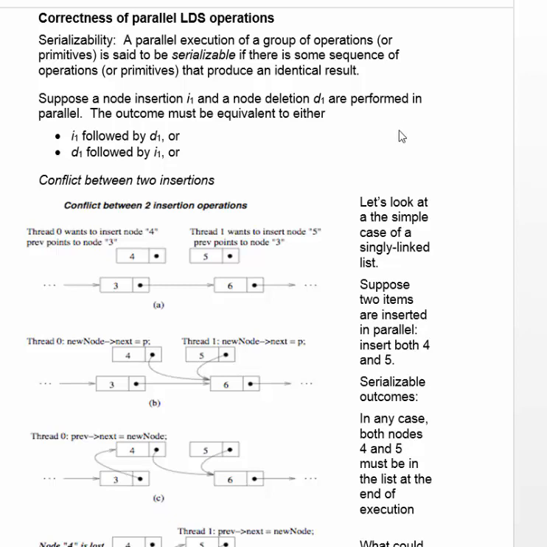Okay, let's talk about the correctness of parallel linked data structure operations. And this discussion follows the discussion in the Solihin text, Chapter 5. The criterion that we want to ensure is serializability.